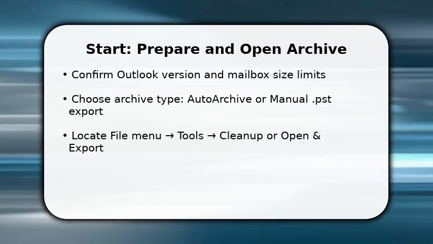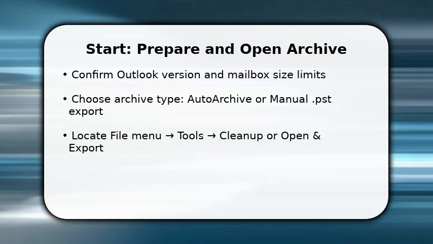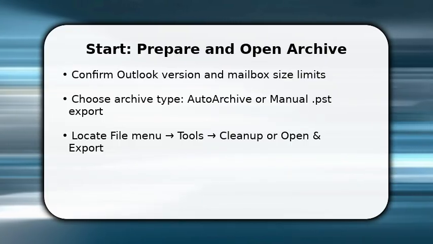You begin by confirming Outlook version and knowing your mailbox size. This matters because archive behavior differs across releases. Next, decide. Use Auto Archive to automate or export to PST for manual control.